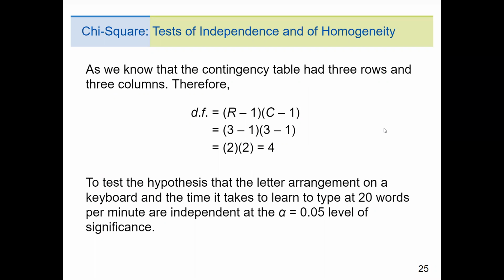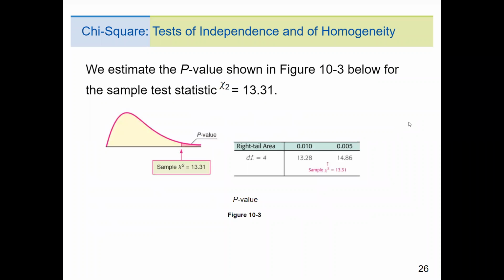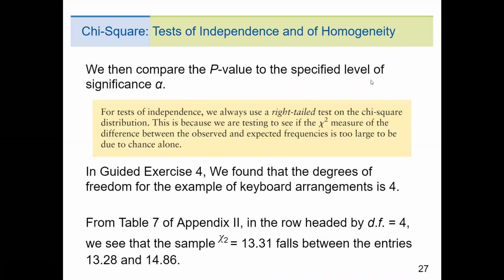To test the hypothesis that the letter arrangement on the keyboard and the time it takes to learn to type at 20 words per minute are independent at alpha equal to 0.05 level of significance, we estimate the p-value shown in figure 10.3 below for the sample statistic chi-squared equal to 13.31. So with degrees of freedom 4, you're between 0.010 and 0.005. We then compare the p-value to the specified level of significance alpha.